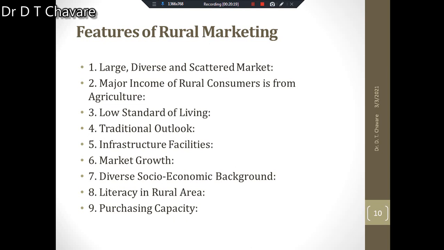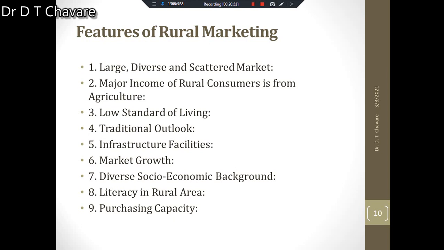Socio-economic background is also there, and such a diversion you will find. Then literacy in rural areas. In rural marketing there is also literacy, and the literacy proportion in rural areas is increasing. It means that the proportion of literate people is also going to increase there. So this is also a feature of rural marketing.